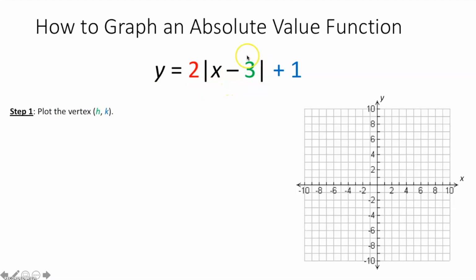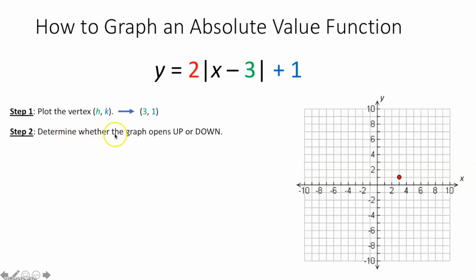Again, h is the opposite of whatever you see. So since you see x minus 3, your h is actually positive 3. Whereas k is going to be exactly what you see. So since we see a plus 1, your k value is positive 1. So our h comma k in this case would be positive 3, positive 1. So we go over to the graph, we go right 3, up 1, we put a point.